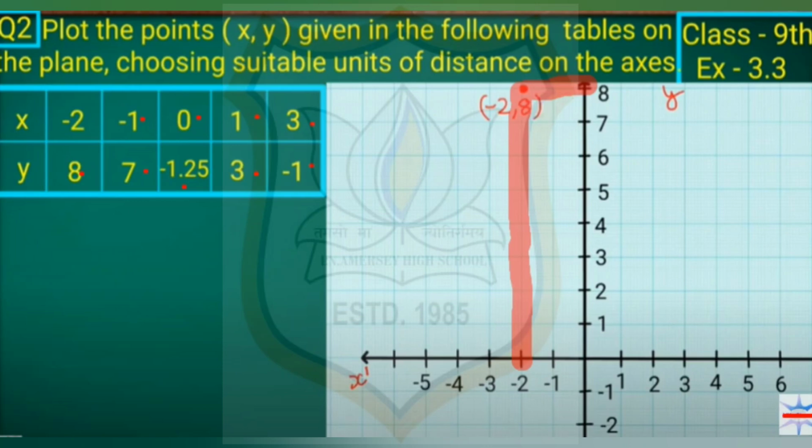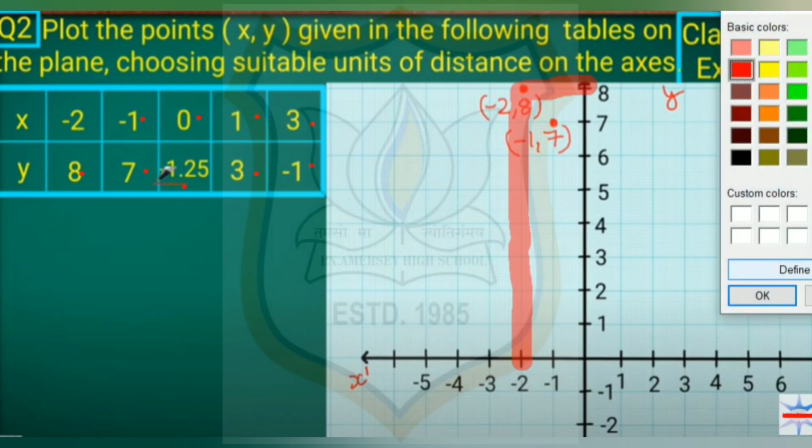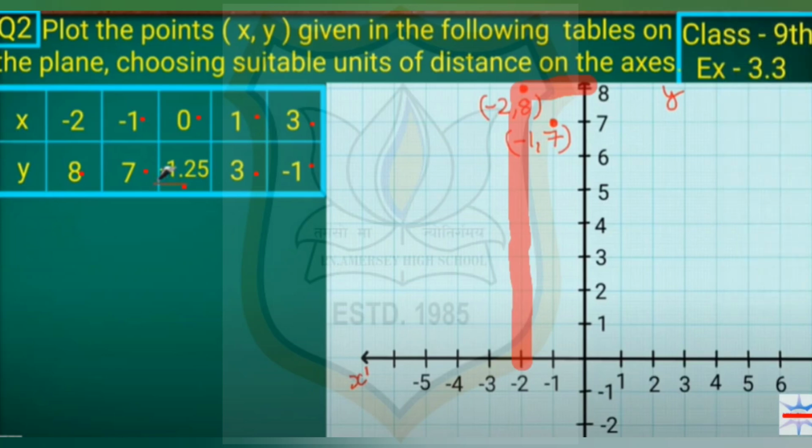Now we plot the next point, minus 1 comma 7. This is minus 1 on the x-axis and 7 on the y-axis. So we can plot minus 1 comma 7.